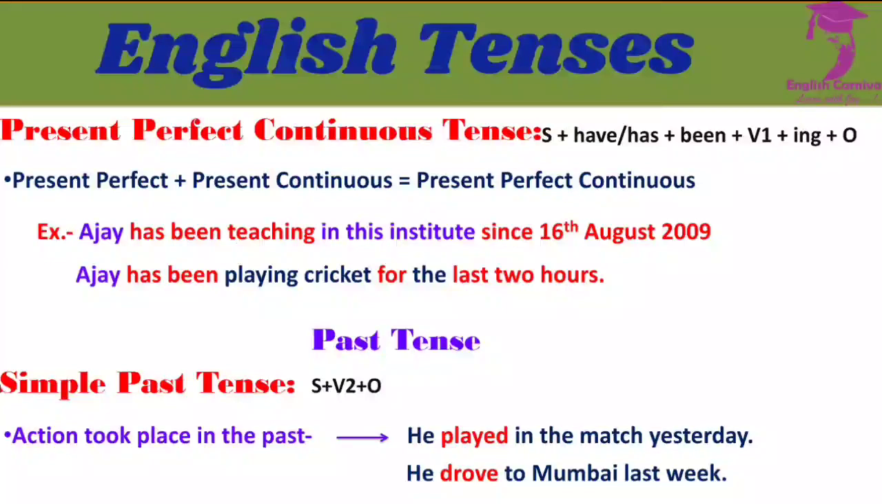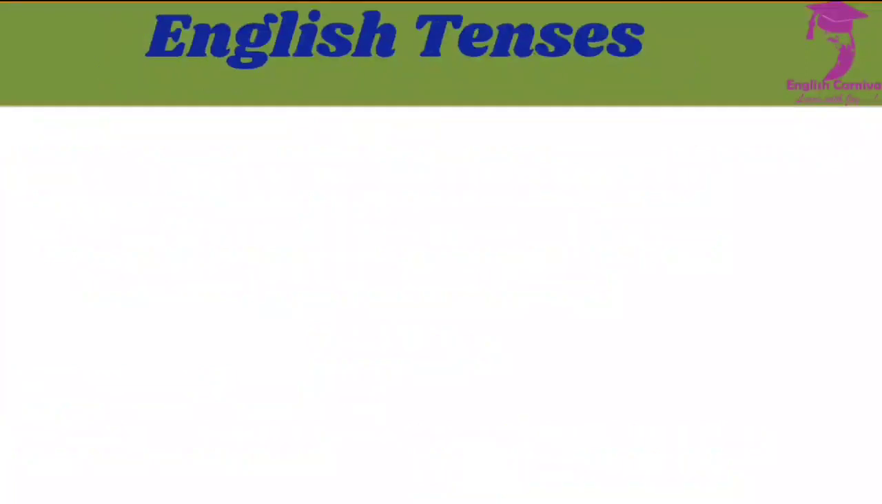Here also, friends, we have certain situations in which this tense is used or we are expected to make use of the sentences of this particular tense, that is simple past tense. So here, friends, the first situation we have that action took place in the past. For example, he played in the match yesterday. He drove to Mumbai last week. These two examples rightly show us its relevance with the past with the help of the second form of the verb, and those are played and drove.